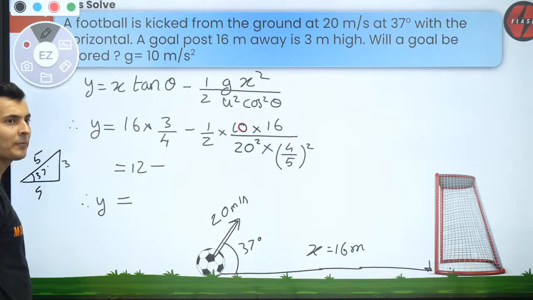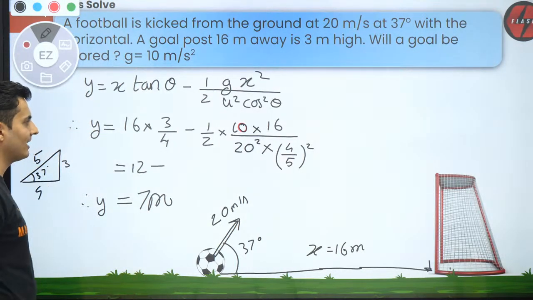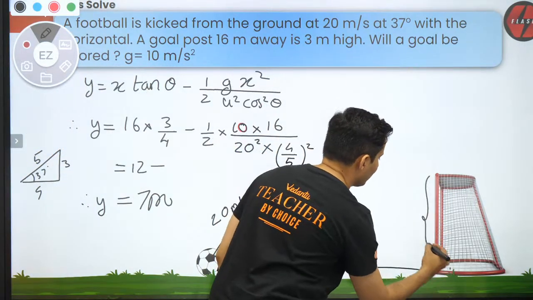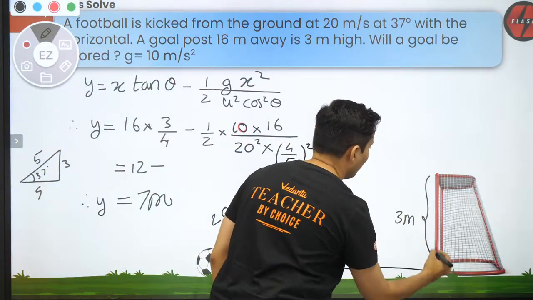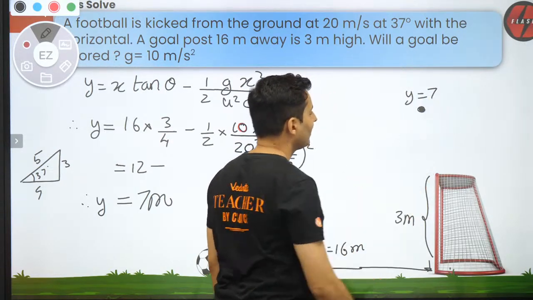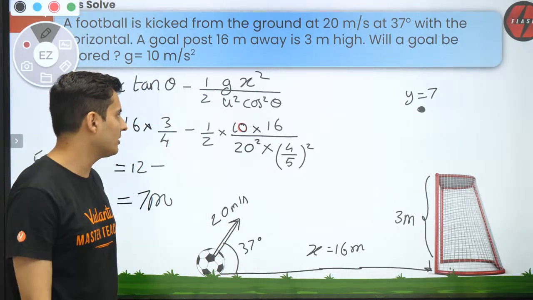Yes, 7 meters, guys. 7 meters is the answer. Very good. Now, is 7 meters more than this or not? So the y coordinate is here. This is y is equal to 7. Will the ball go inside the goalpost? Yes or no?